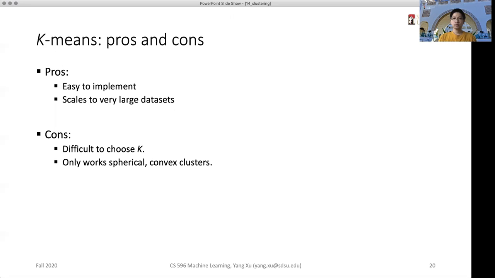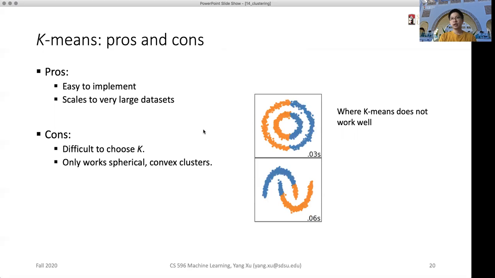Okay, and a more critical disadvantage is that k-means does not work well on non-spherical or non-convex clusters, right? So like this top example, we have two rings, and we wish the algorithm to decide that maybe the inner ring is one cluster and the outside ring is another cluster, okay? But k-means does not capture this pattern, because the underlying mechanism of k-means relies on distance, right?